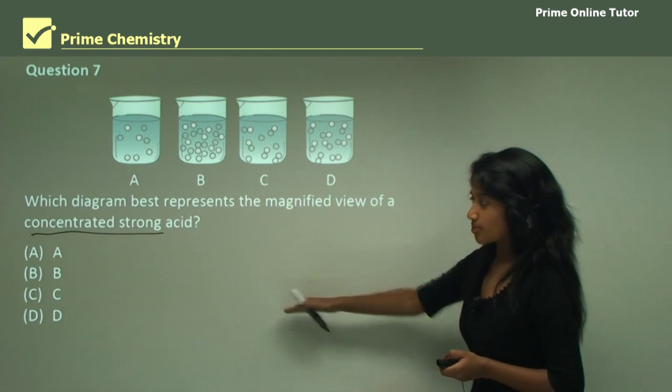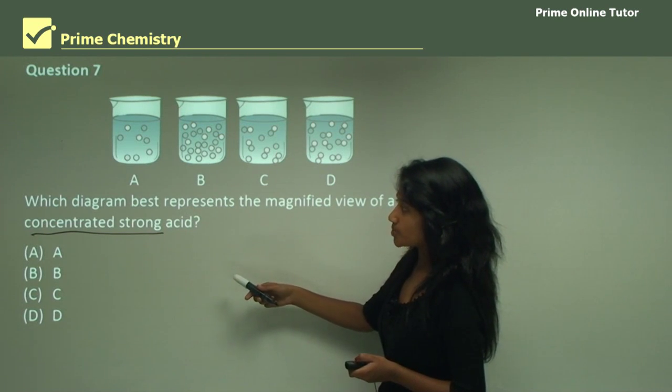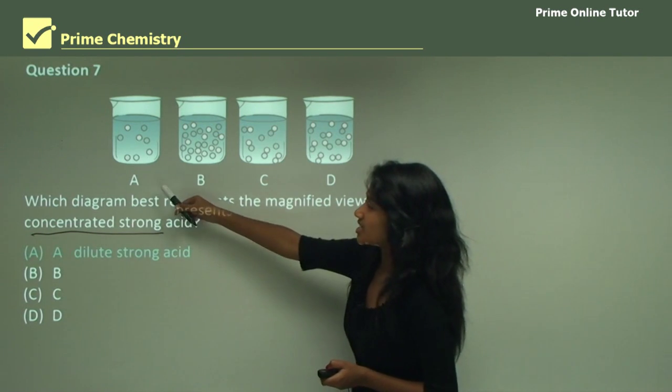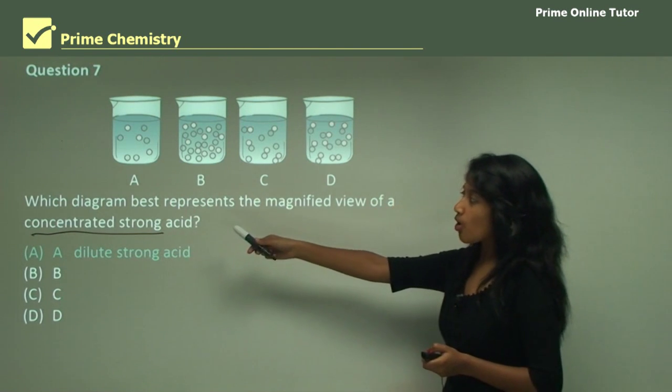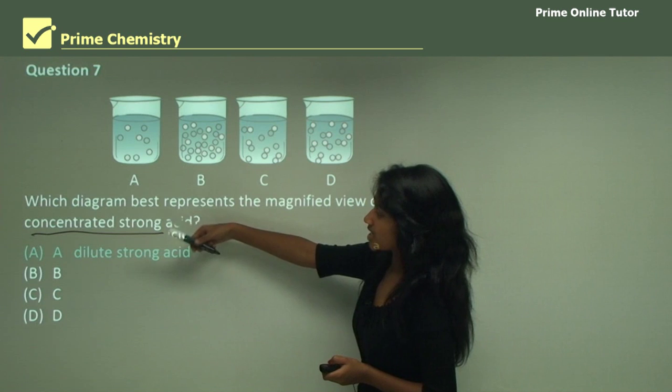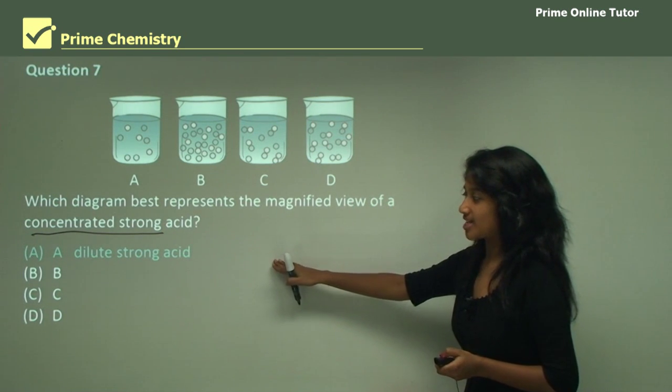We'll consider each option one by one. Is it option A? Option A is not concentrated, it is dilute. But is it a strong or a weak acid? It's a strong acid, therefore option A is not the correct answer.